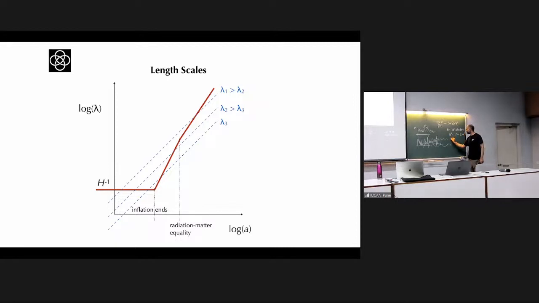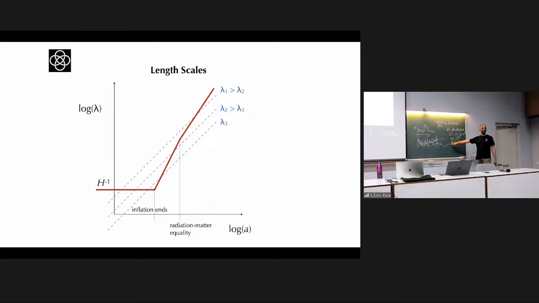So how does H behave? Minus 3 halves. So how does H inverse behave? A to the power plus 3 halves. Very good. So during matter domination, H inverse, which is the Hubble radius, c by H is the Hubble radius. C we don't care about because we are not worried about constants here. So this scale is like A to the 3 halves.